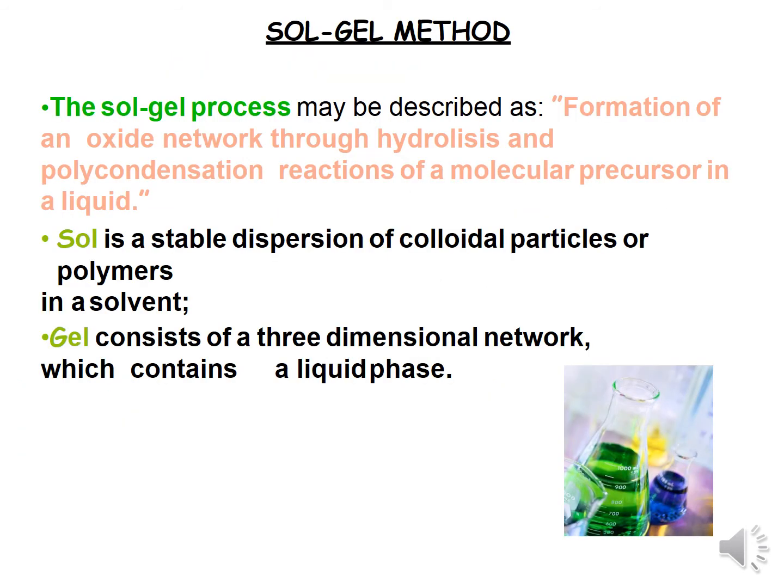Sol-gel method. The sol-gel process may be described as formation of an oxide network through hydrolysis and polycondensation reaction of a molecular precursor in a liquid. A sol is a stable dispersion of colloidal particles or polymers in a solvent. A gel consists of a three-dimensional network which contains a liquid phase.